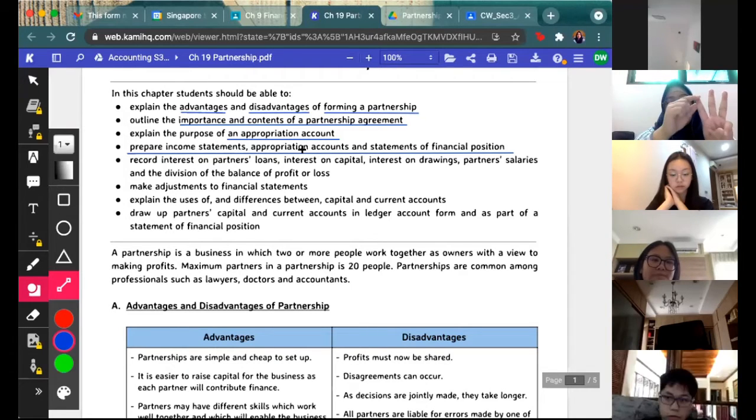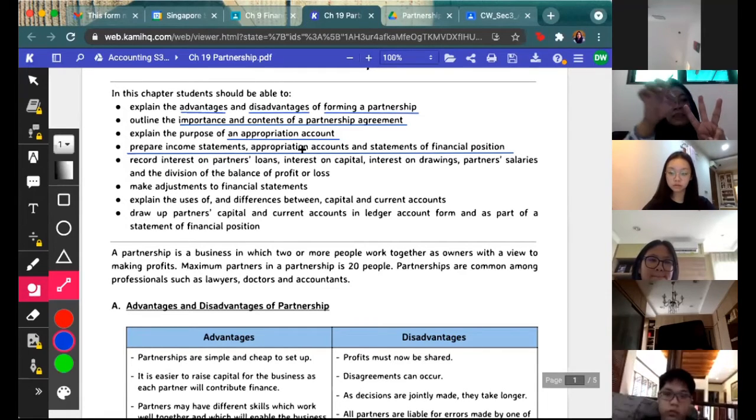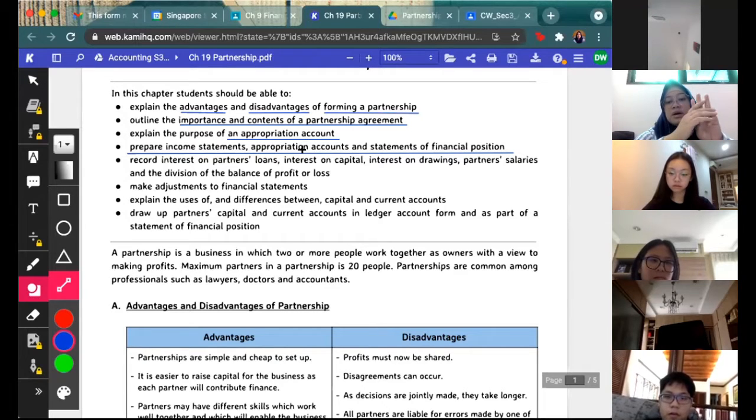So we have the income statement. After the income statement, you have to do appropriation first. After that, SOFP. So previously, we don't have appropriation, only the income statement and statement of financial position. But in partnership, we do have a new statement in the middle, the appropriation account. We will learn about it.